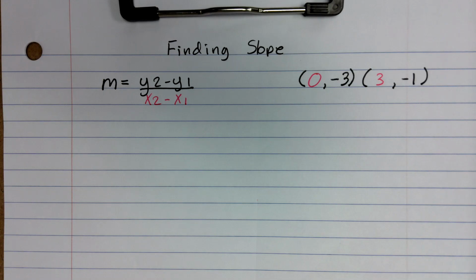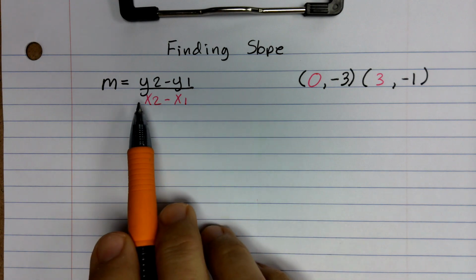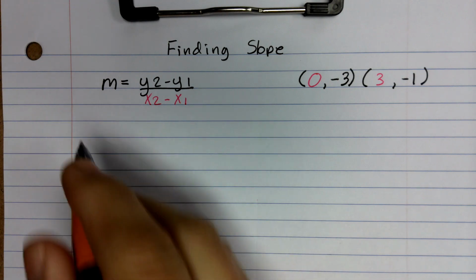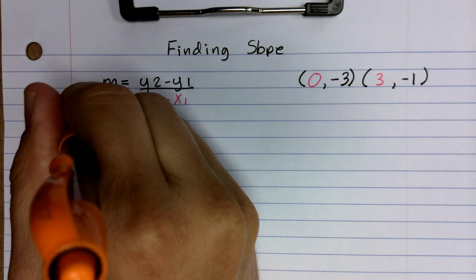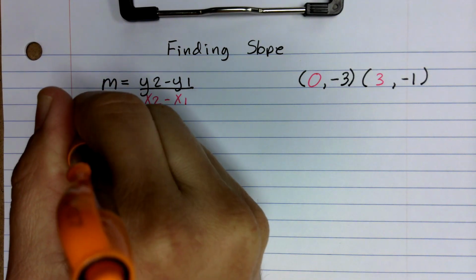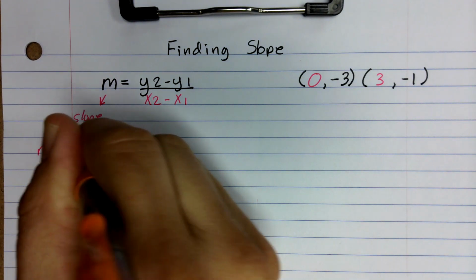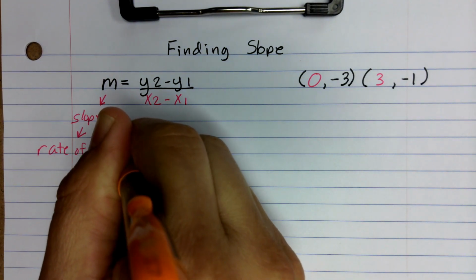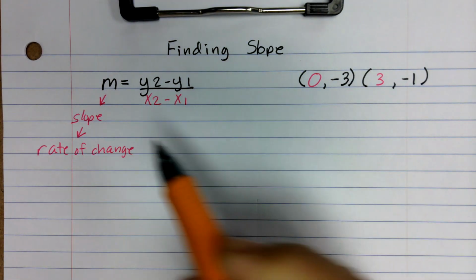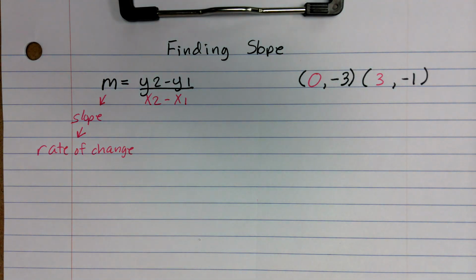Alright, in this tutorial we're going to look at finding slope. So notice that right here we have our slope formula, m, right? And m just represents the slope. Notice another name for slope is rate of change. So whether they ask you to find the rate of change or they ask you to find the slope, you're just trying to find the m value, right?